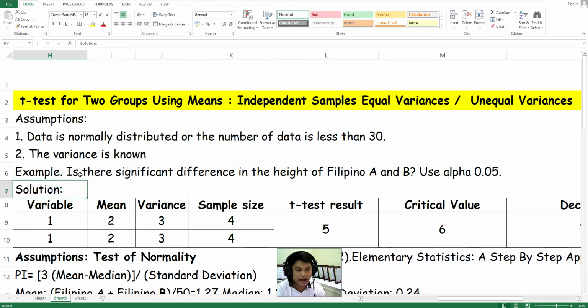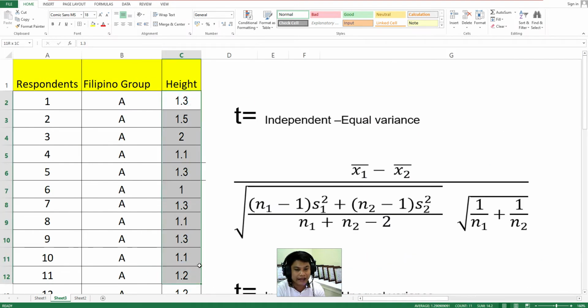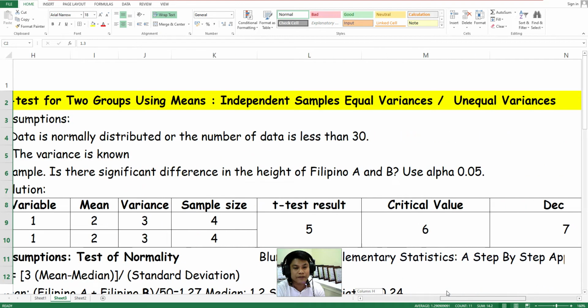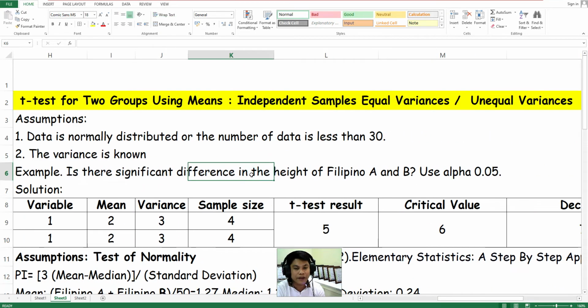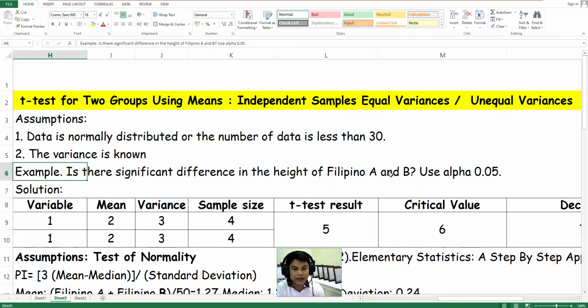As we have an example here, this is a usual statistical problem in research. If you remember, if you construct a research problem, the first problem is what is the height of the Filipino. If you look at the data, this is the height of the Filipino students, for example. But for analysis of whether the heights of Filipino A and B are significantly different, we have to ask in the statistical problem whether there is a significant difference in the height of the Filipino A and B, between A and B.